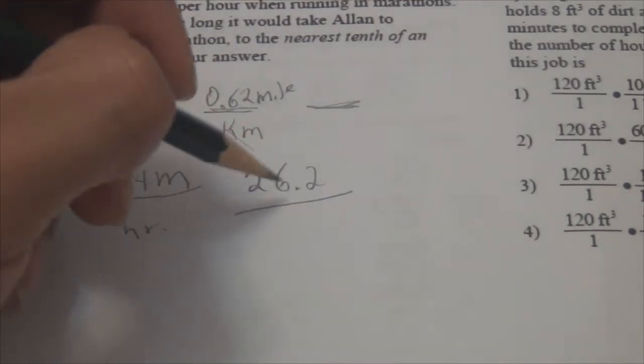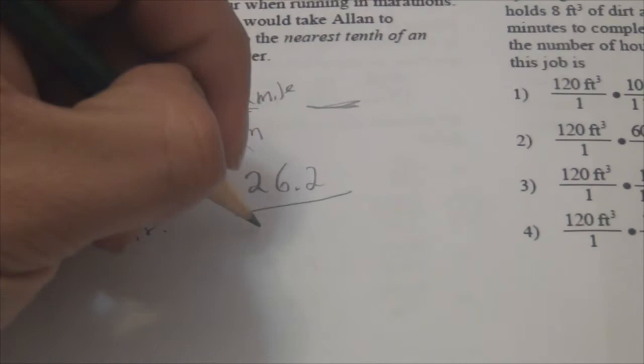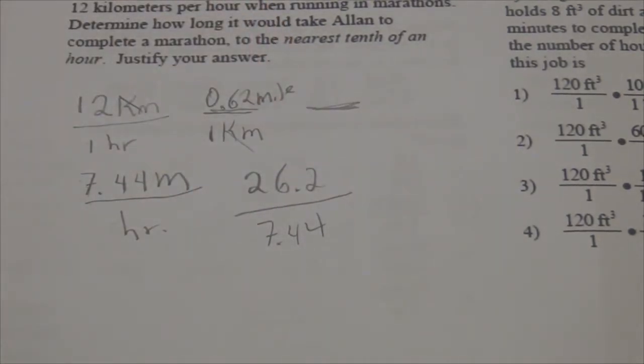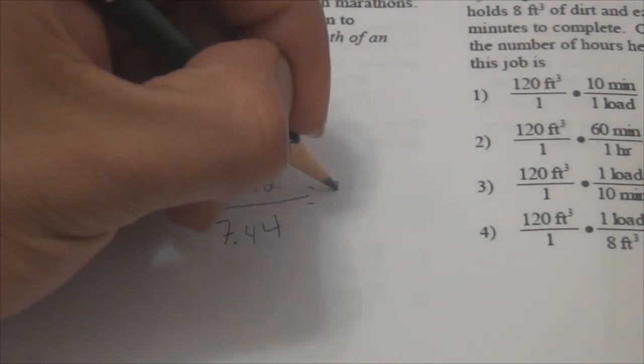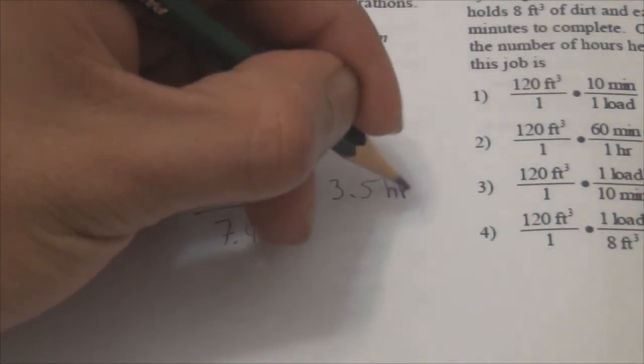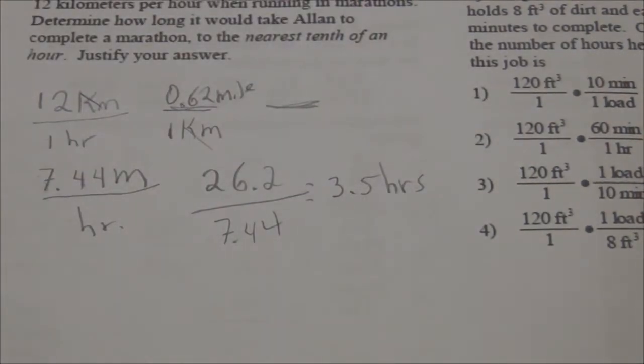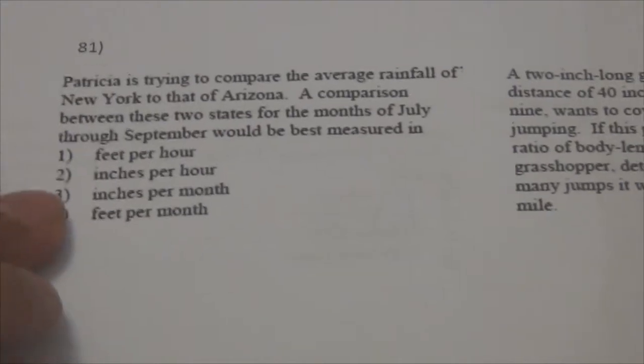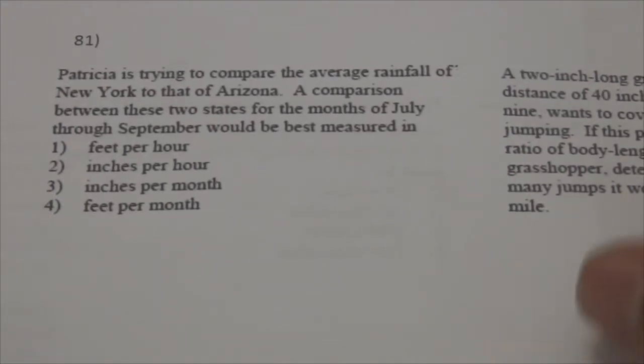So then 26.2 divided by 7.44. And that gives me 3.5 hours. That's how long it will take him to finish the marathon. If you don't understand, please make a comment or ask a question. All right, the next one.